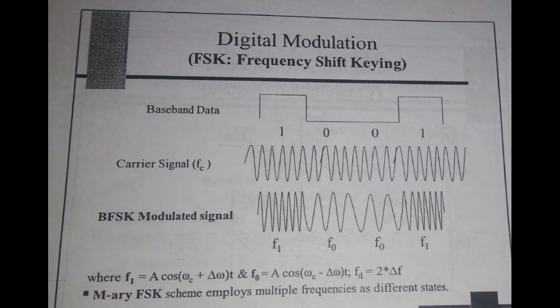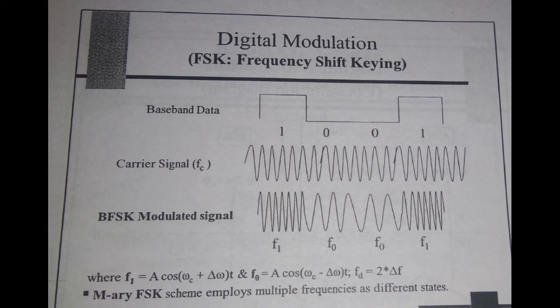Now let's discuss FSK, which is frequency shift keying. In this, the carrier frequency changes with respect to the baseband signal. Here we see that wherever the baseband signal is 1, the frequency at the modulated output is very high, you can see that as F1. For the 0 signal, the modulated carrier will be at F0, a very low frequency. You can see this BFSK modulated signal too.